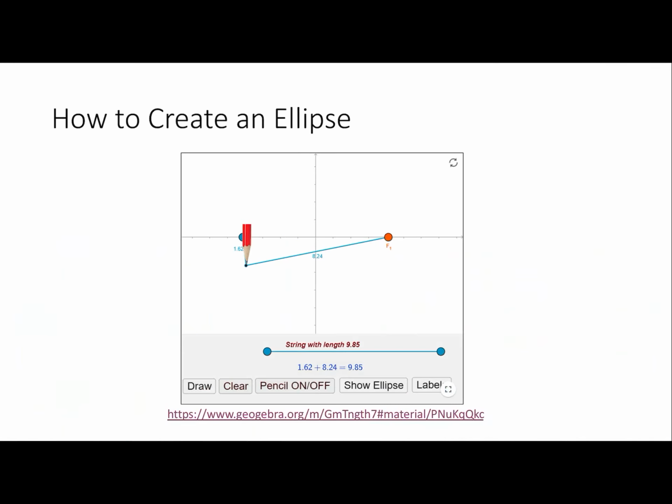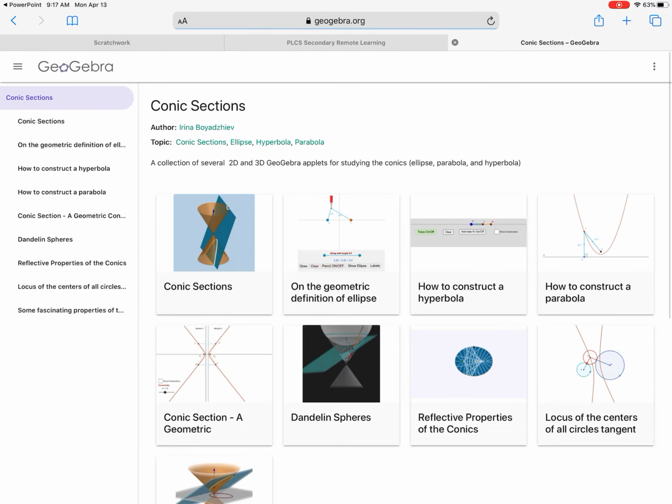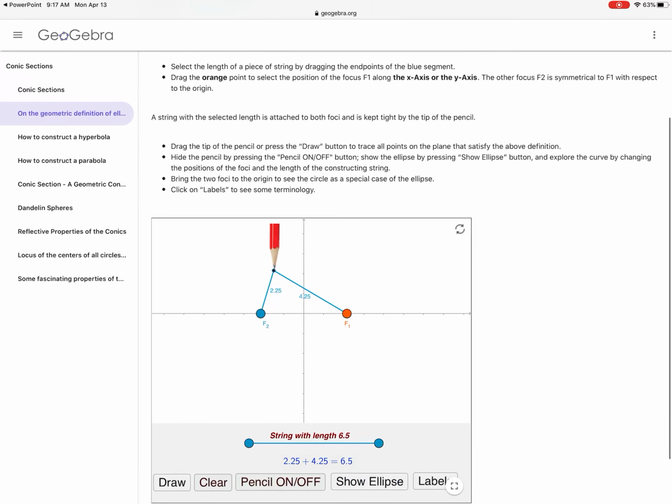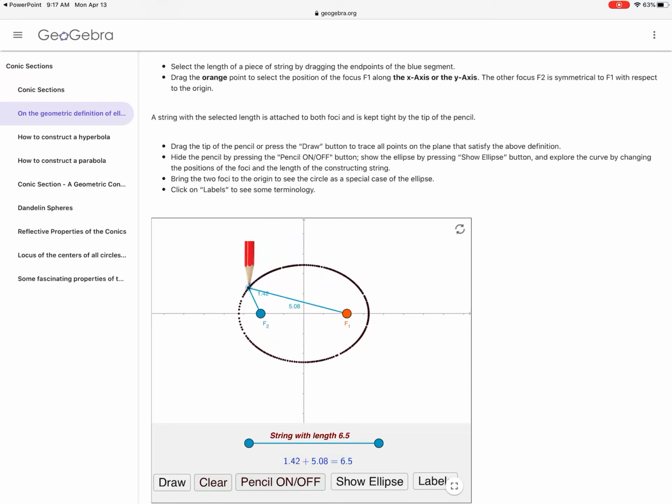Let's talk about ellipses. So first we'll talk about how to create an ellipse. We start out with 2 points called foci, plural of focus, and we have a string that's a consistent length, and we grab a pencil and we draw, stretching that pencil, or using the pencil to stretch our strings in such a way that no matter where we move the pencil lead, the sum of the two strings is the consistent value, in this case 6.5. Then we create something called an ellipse.